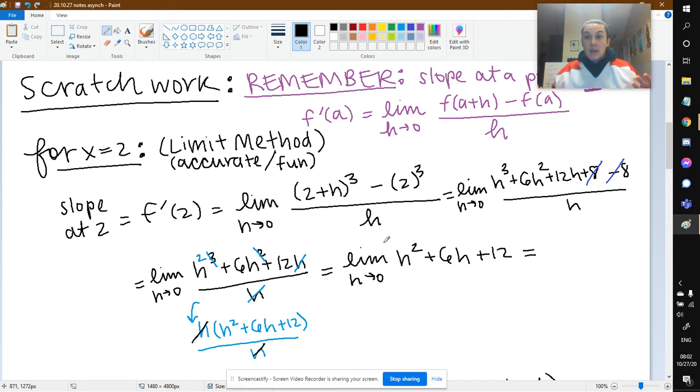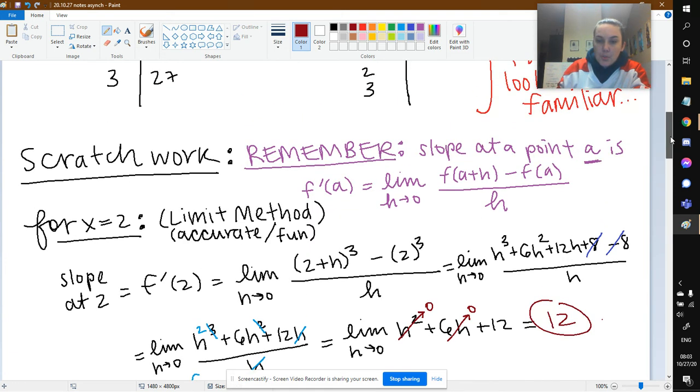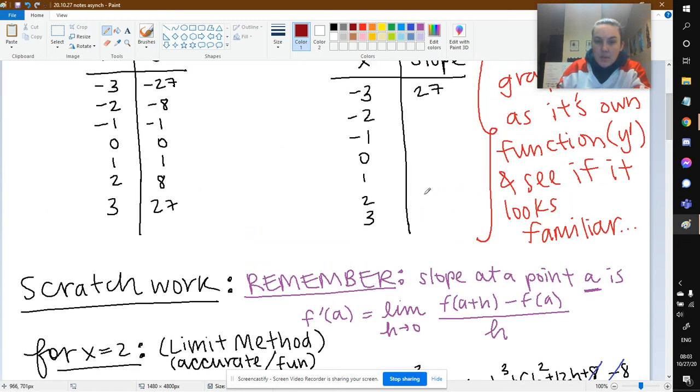And now I just get to plug in 0, right? Now that I've simplified my stuff so that plugging in 0 doesn't get me a 0 on the denominator, I just get to plug it in. If I plug in a 0 here, I get a 0. If I plug in a 0 here, I get a 0. If I plug in a 0 here, I just get 12. All right, so for my super accurate limit method, I said that this is 12.